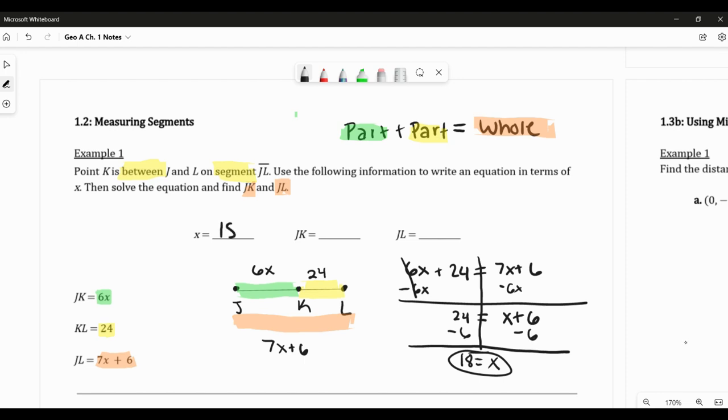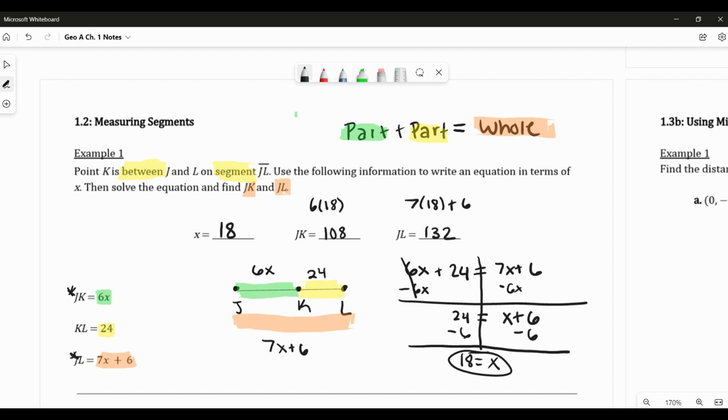So, as you can see here, we have figured out what x is, but I still need to find JK and JL. So let's take a look back over here. I know that JK is 6 times x. So since we know x is 18, I can just substitute that back in here. 6 times 18 will multiply out to 108. So I can find the measure of JK by just doing some substitution. I can repeat this process for JL, which I'm told is 7x plus 6. So 7 times 18 plus 6.